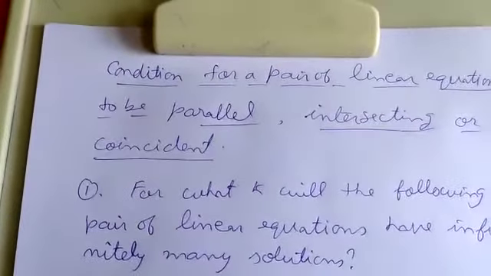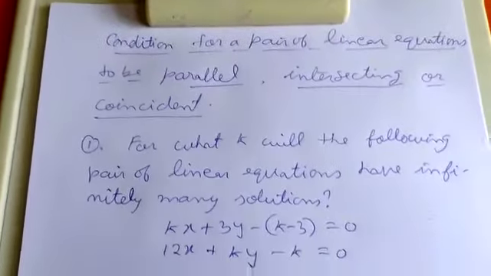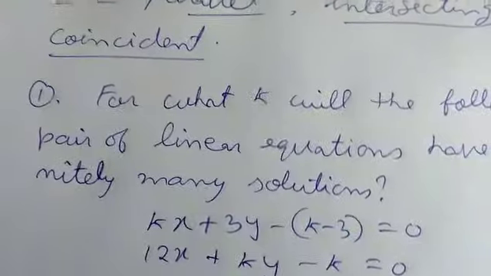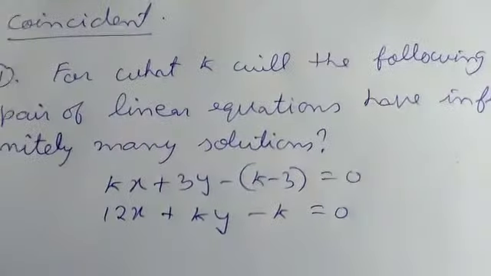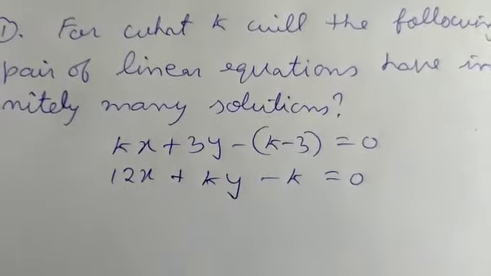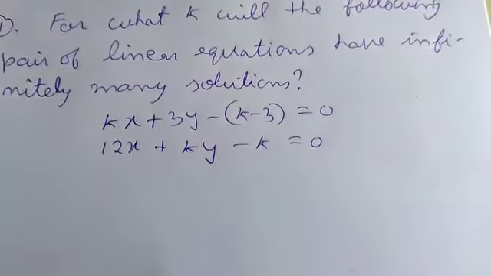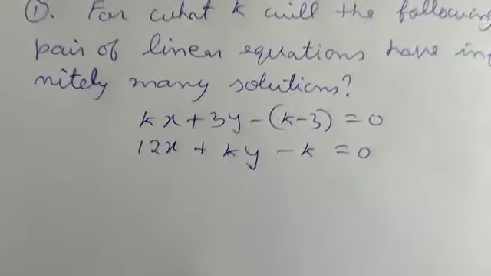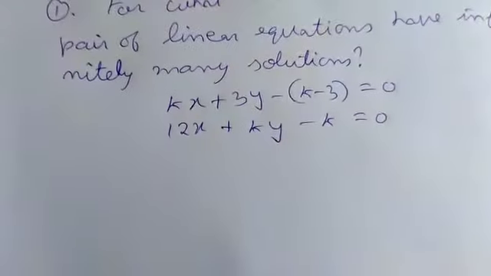Students, in this video we learn how to apply conditions for a pair of linear equations to be parallel, intersecting or coincident. So the first question we are having here is, for what value of k will the following pair of linear equations have infinitely many solutions? kx plus 3y minus k minus 3 equal to 0 and 12x plus ky minus k equal to 0. So let us find the value of k for which this pair of linear equations will have infinitely many solutions.